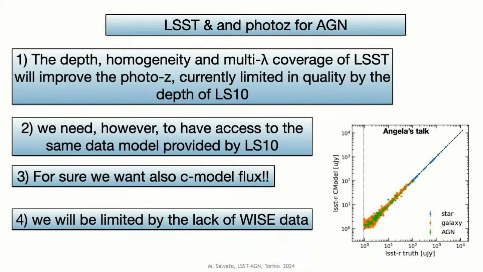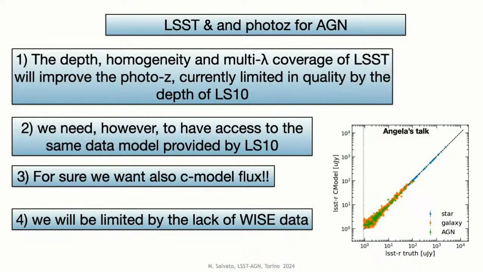This is my summary consideration on the LSST and photo-z for AGN. We are going to be great because of the depth of the LSST data. I didn't show the plot, but for the Legacy Survey, it is true that I have great results, but as soon as I go to the faint end, my fraction of outliers increases because the data are not really homogeneous, and in certain bands I don't go beyond 23 magnitude, so LSST is going to be great also for that.